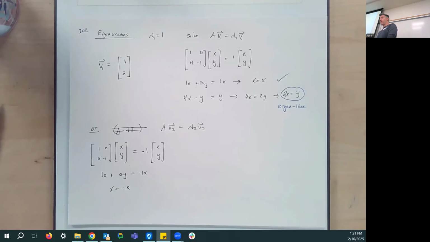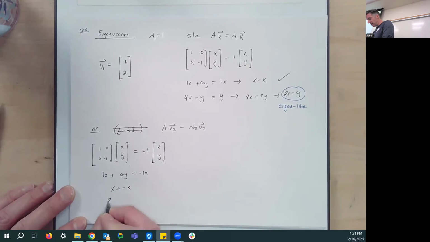Right? 5 doesn't equal negative 5, 6 doesn't equal negative 6, negative 7 doesn't equal negative 7, but 0 equals negative 0. It's the only number that's neither positive nor negative. It's the only number that's equal to its own negative. If you don't like that, though, and I understand not liking that, you could add x to both sides and say 2x equals 0, so x equals 0 divided by 2.